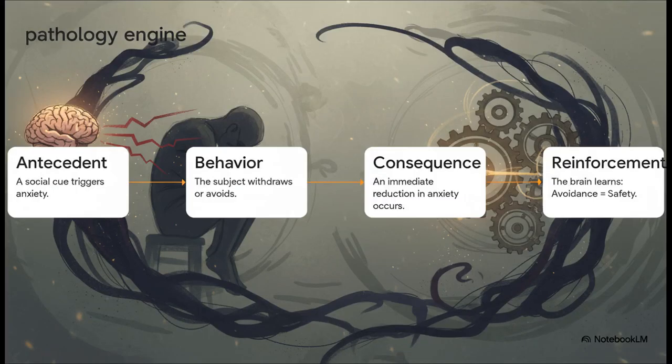And this negative reinforcement loop is the engine that drives the pathology. First, an antecedent, some social cue, triggers an amygdala response. Then the behavior, withdrawal, produces the consequence, an immediate drop in physiological anxiety. The brain's learning algorithm then logs the equation: avoidance equals safety. This loop just calcifies the fear response until it becomes an automatic subcortical process.